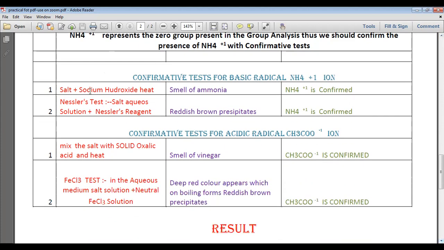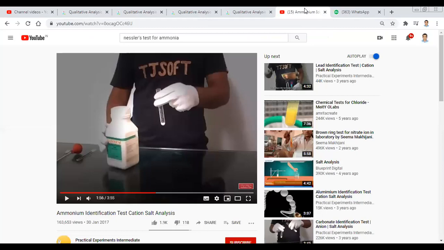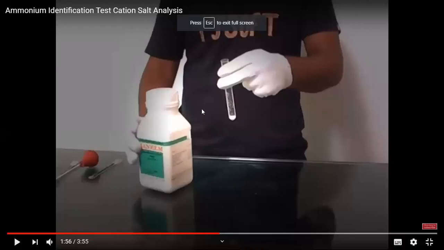We have already performed one confirmatory test: we took the salt, added it to sodium hydroxide solution and heated. We got the ammoniacal smell, and we can say that NH4 plus was confirmed. Now we are going to perform another test, which is known as the Nessler's test, and by performing Nessler's test we can even confirm the presence of the ion. So let us perform the Nessler's test, my dear students.